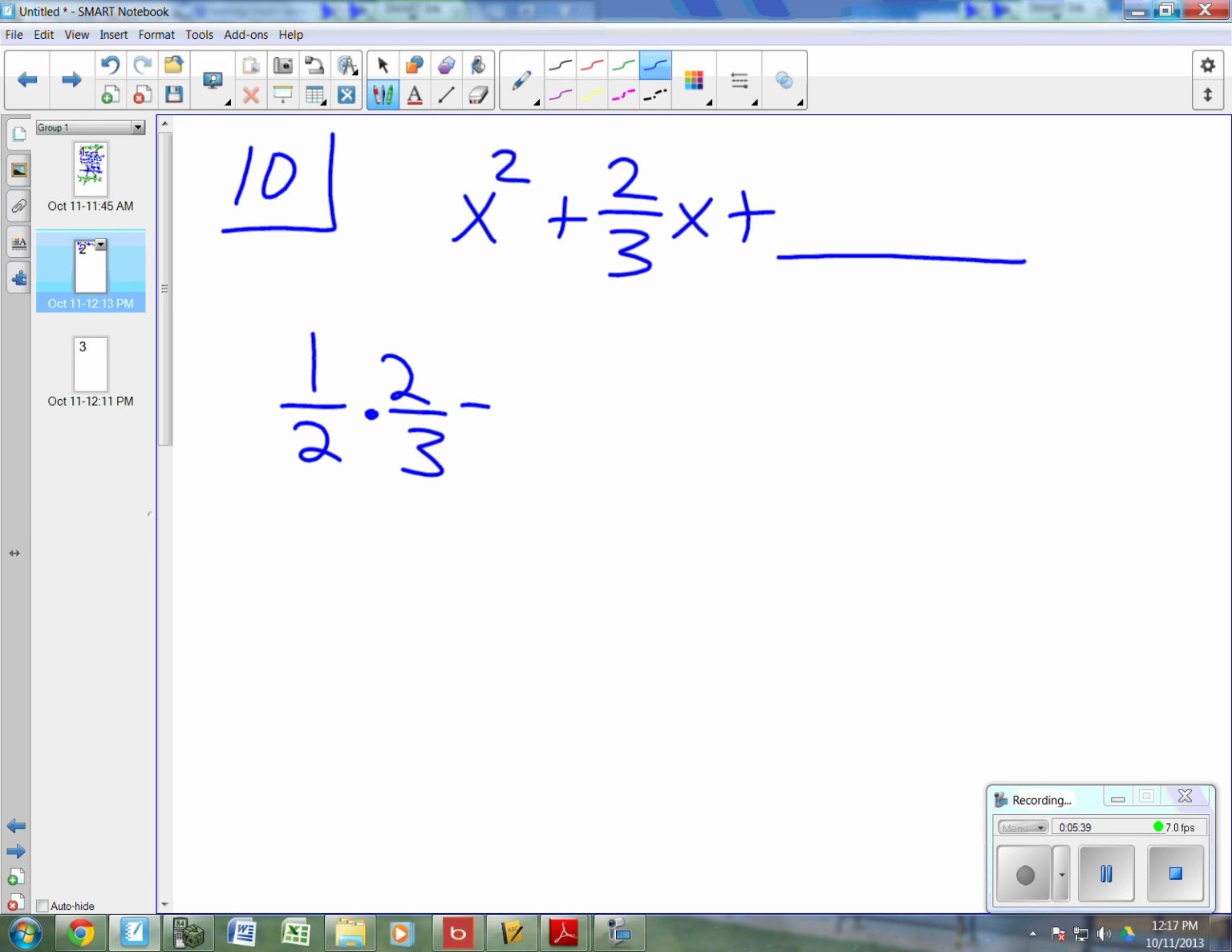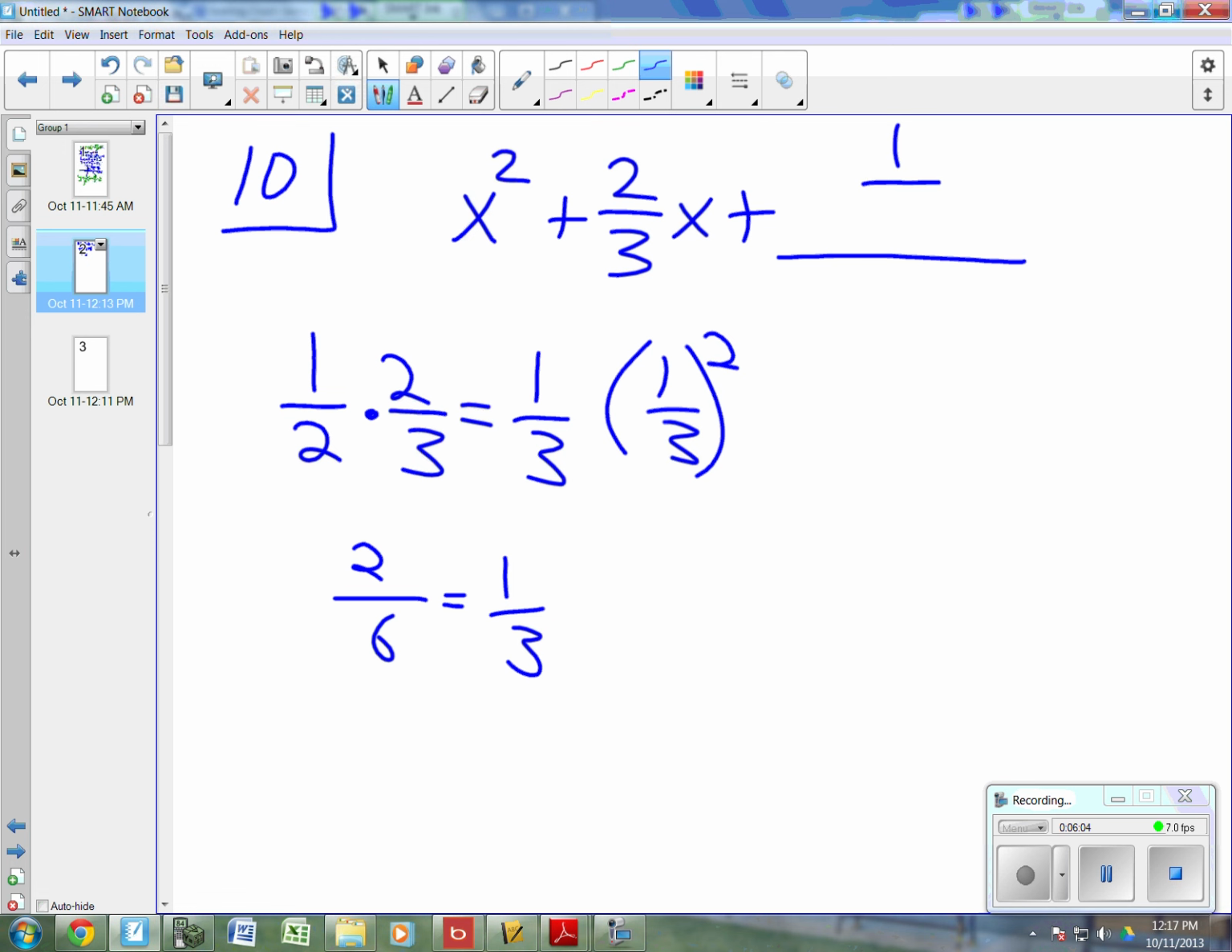And I could do this. I could either cross cancel and get 1/3, or I can go 1 times 2 is 2, 2 times 3 is 6, and then simplify it to be 1/3. But either way you do it, you get 1/3, right? Don't forget to simplify it. So you get 1/3. That's half of it. And then what do you do with that 1/3? You square it. When you square it, you square the top number, and then you square the bottom number. 1 squared is 1. 3 squared is 9. And so you're going to get x squared plus 2/3 x plus 1/9.